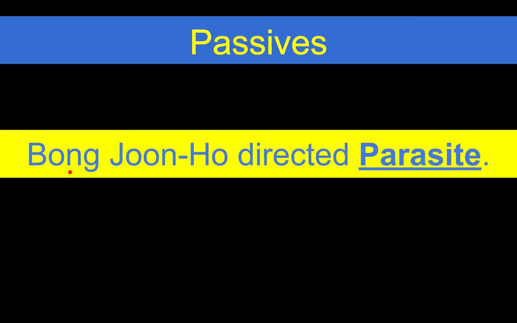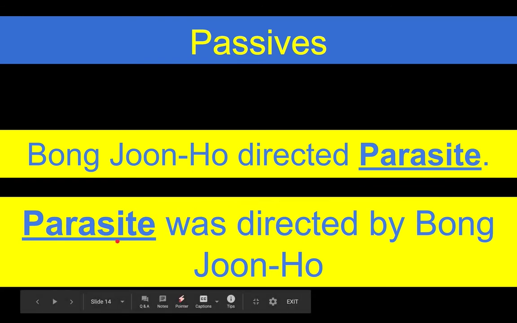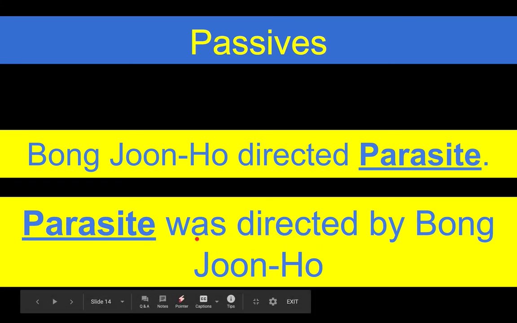But if we want to talk about the object, so Bong Joon-ho is doing the action, doing the thing. Parasite is the thing. So we have to move the object to the front and use was plus ed. So it was directed by Bong Joon-ho. Parasite was directed in 2019. Parasite was nominated for many Oscars.